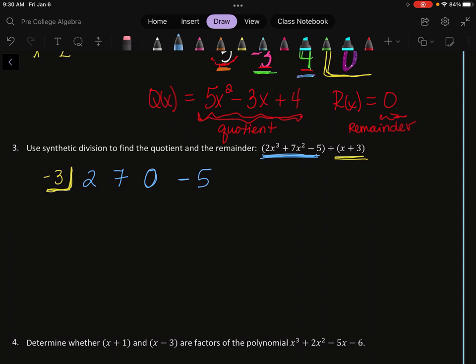Okay. So I'm going to draw this little line here, and we're going to go about it like we just did, which some of you might be like, all right, I got that from last time. Let's get at it. So the 2 drops down. Then I got my -3 times 2, which is -6. I add those. That is a -1. I'm sorry, +1.